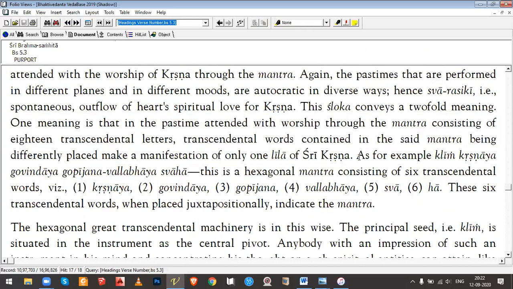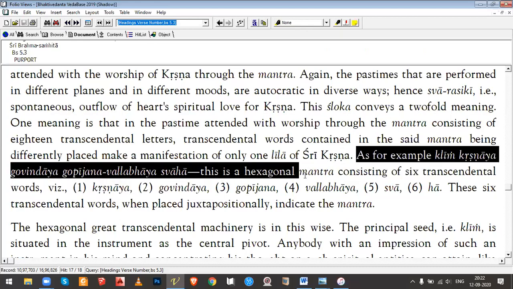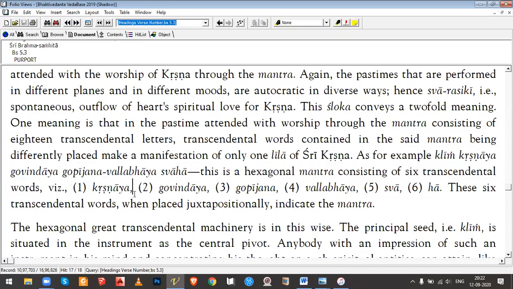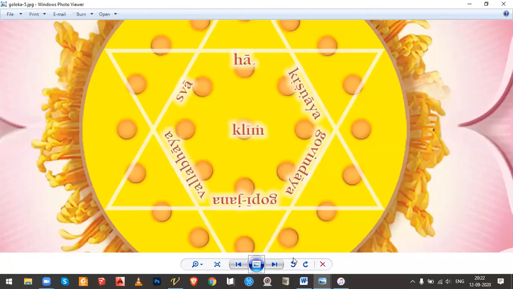As for example, Klim Krishnaya Govindaya Gopijana Vallabhaya Swaha. This is a hexagonal mantra consisting of six transcendental words. These six transcendental words, when placed juxtapositionally, indicate the mantra. So juxtapositionally, this is what it means. It means exactly this. Can you see?